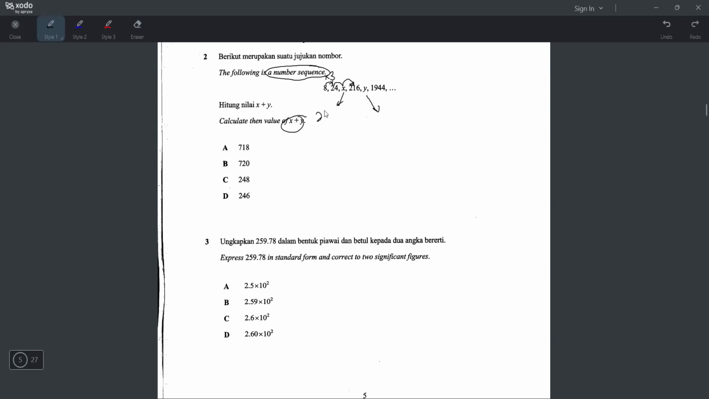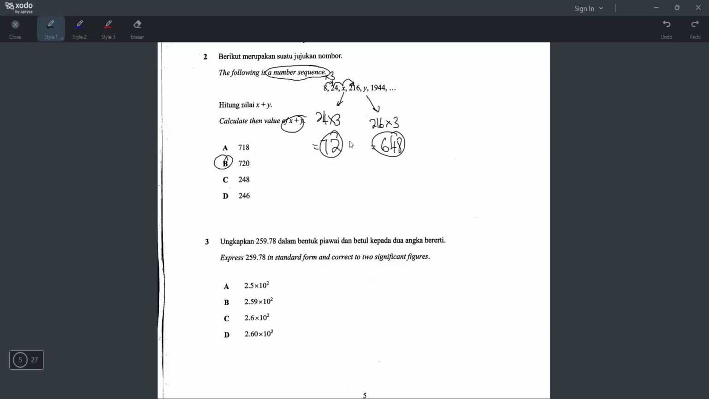So how to get x here? 24 times 3. And how to get y here? 216 times 3, right? If we press this, you will get x and y. So let's press. Okay, the calculator gives 72 here, and then the other one is 648, right? So now I know my x and y. Now we can take x plus y, and you will get 720. If you take 648 plus 72, you will get 720.